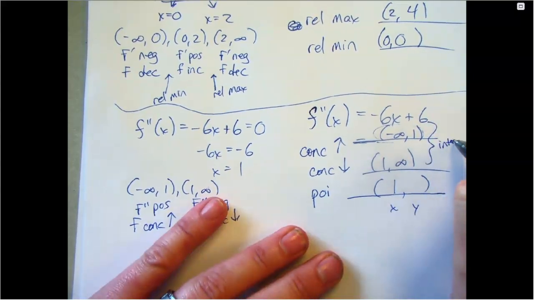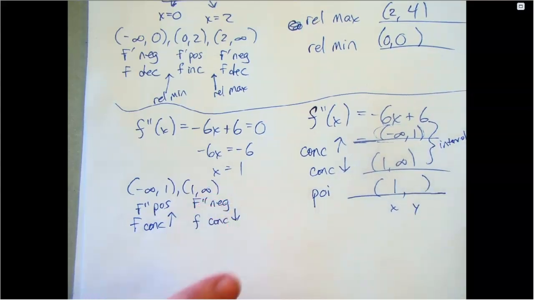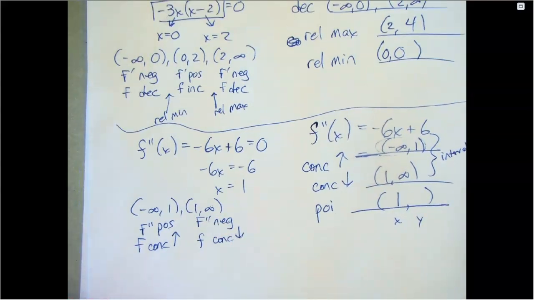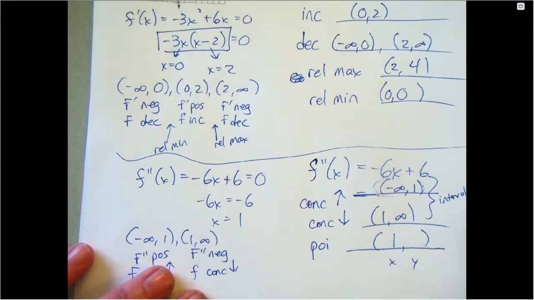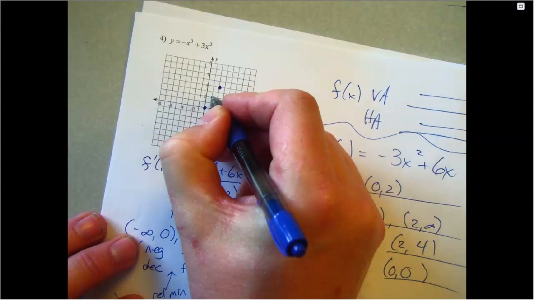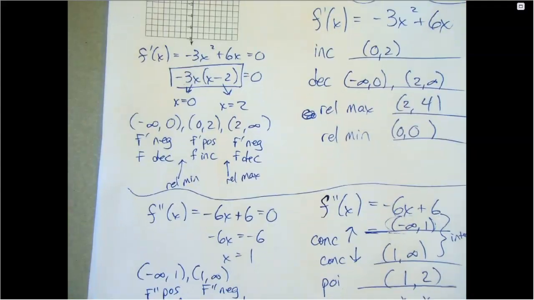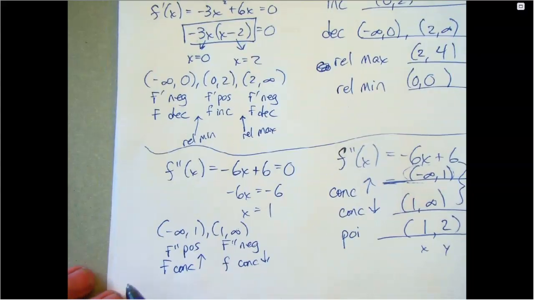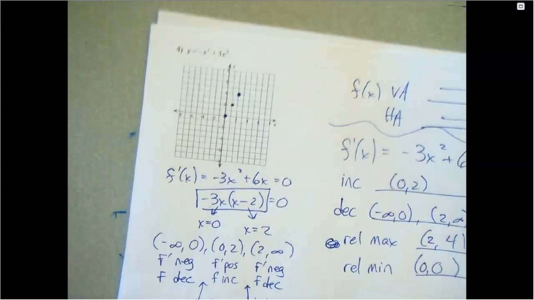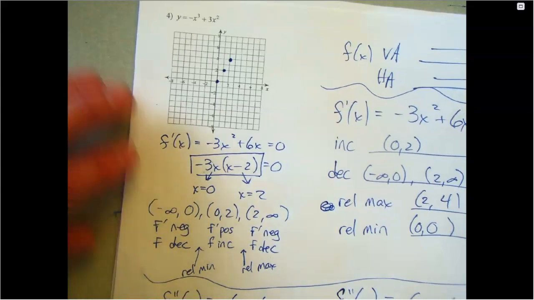These are intervals. So how do I find the y value that goes with x equals 1? Plug into the original. That'll give me 2. That is another point. What's wrong, Max? Oh. 3 points. Looks like a line.